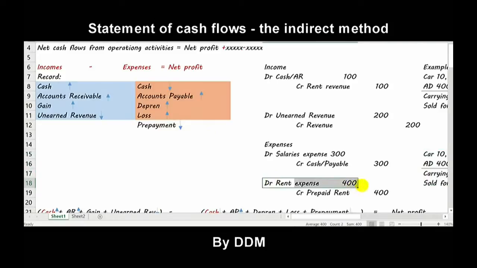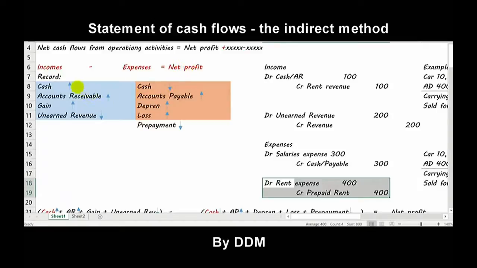Prepayment. So if we have already prepaid rent for, let's just say, $1,000, after we stay in this property for like a month, we consume part of the prepaid rent. So we need to recognize the increase in rent expense and recognize the decrease in prepaid rent. So the decrease in prepayment also shows that expenses are incurred. Okay? So incomes minus expenses equal net profit.